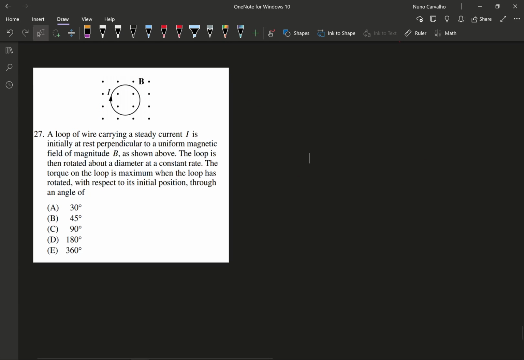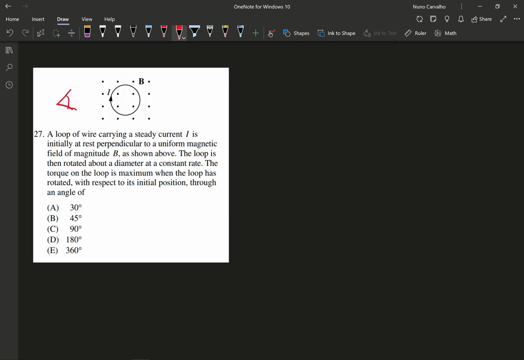Number 27, we're told that a loop of wire carrying a steady current I is initially at rest perpendicular to a uniform magnetic field of magnitude B as shown above. The loop is then rotated about a diameter at a constant rate. The torque on the loop is maximum when the loop has rotated with respect to its initial position through an angle of, and sorry for speaking so fast, but this is like take number 7 here, because this is kind of a hard question to explain.